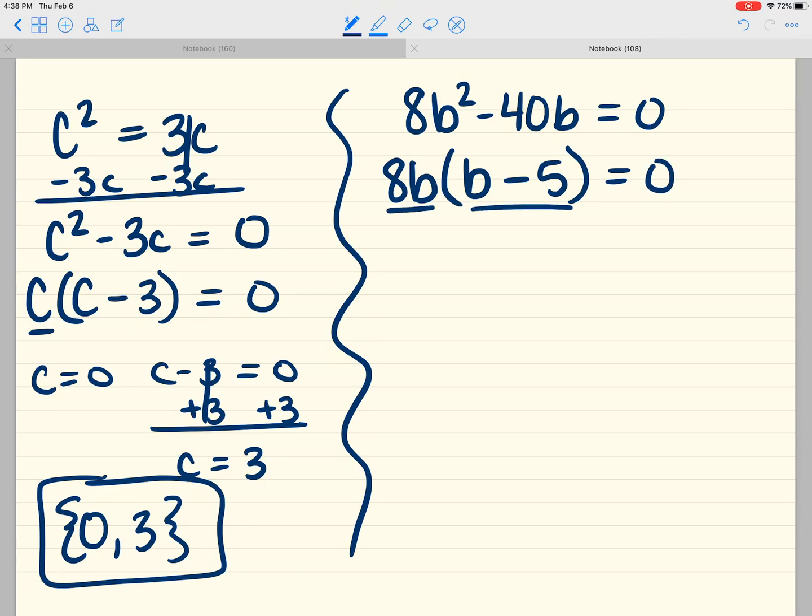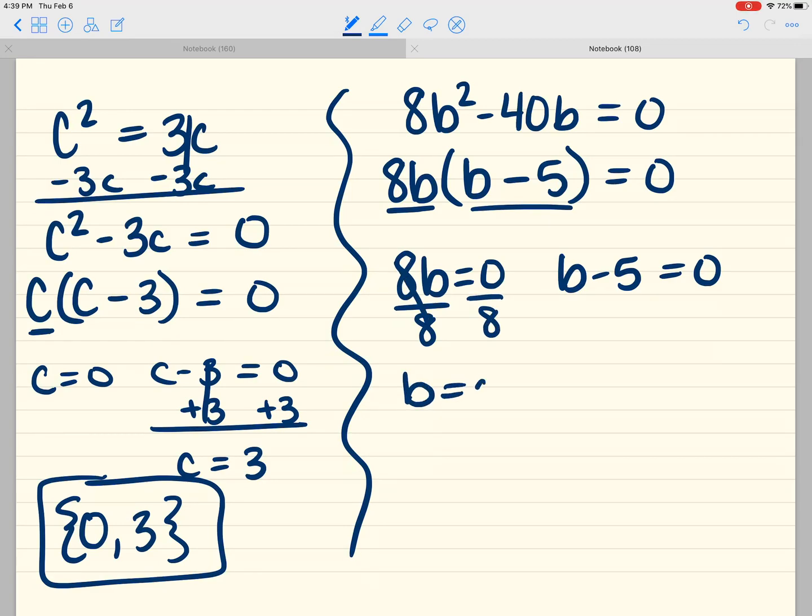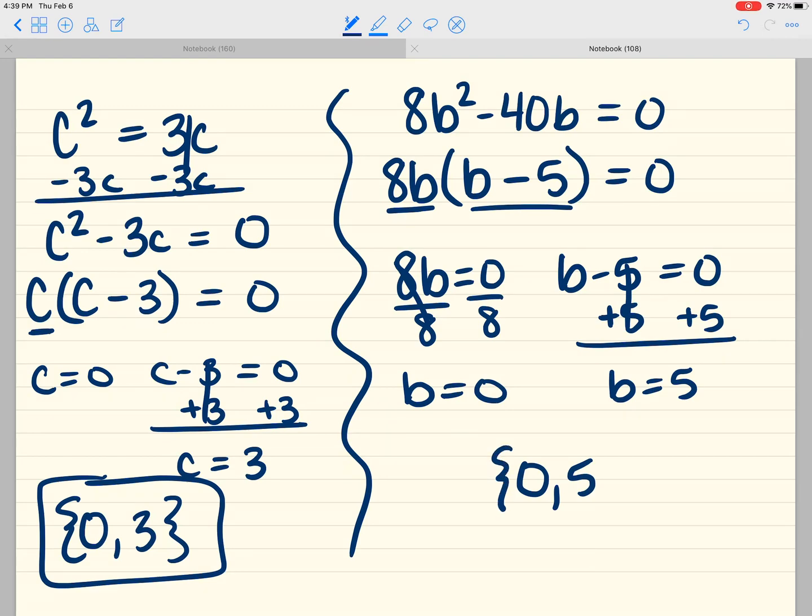Once I get to that step, I just set each part equal to 0. So we would take 8b equal to 0, b minus 5 also equal to 0. On the left, all you would have to do to get b by itself is divide both sides by 8. 0 divided by anything is still 0. On the right side, all you would need to do is add 5 to both sides, and you would get b is equal to 5. Always remember, write your answer inside a solution set.